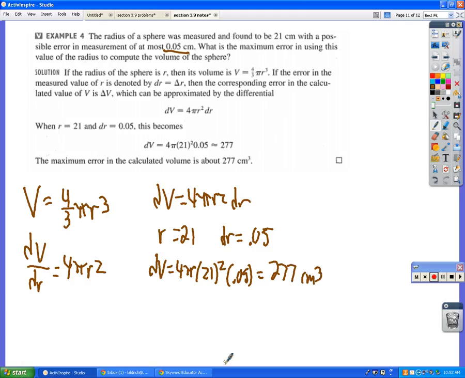Okay? So that means that if you are creating a sphere and you know that the machine you're using to make the sphere is going to be accurate within 0.05 centimeters, if you're wanting your radius to be 21 centimeters, your error in the volume of your final product could be off by as much as 277 cubic centimeters. Okay, it does sound like a lot. Yes. Get a better machine.